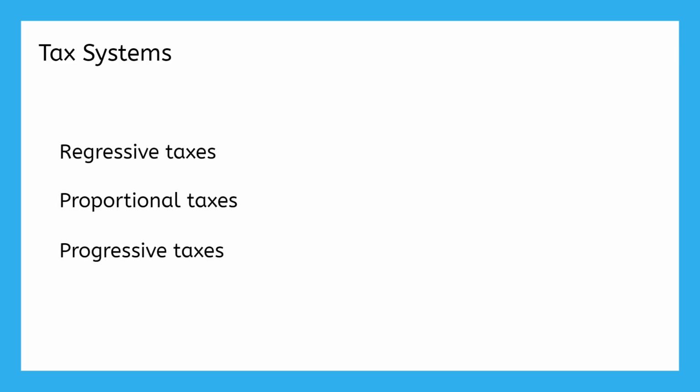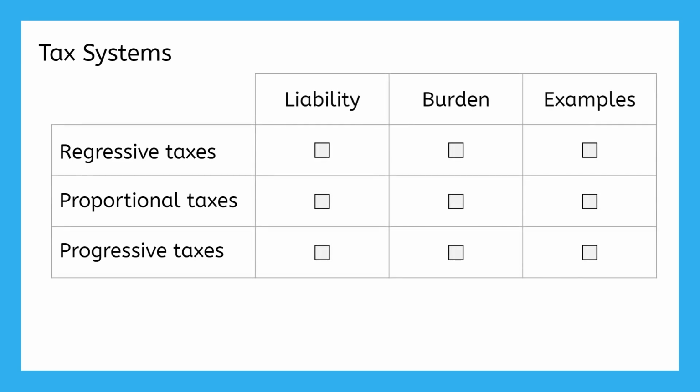Okay, so now that we know how the real cost of taxes can be measured, let's use those measurements to compare tax systems. There are three categories of tax systems: regressive, proportional, and progressive. For each category, we'll learn how the liability and burden affect different people, then go over some examples. In the notes, you'll find additional examples to practice comparing tax systems.